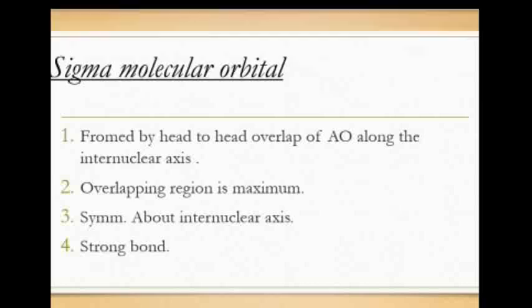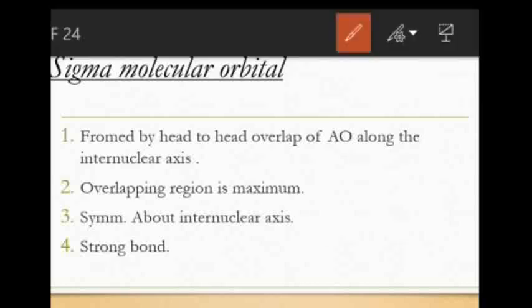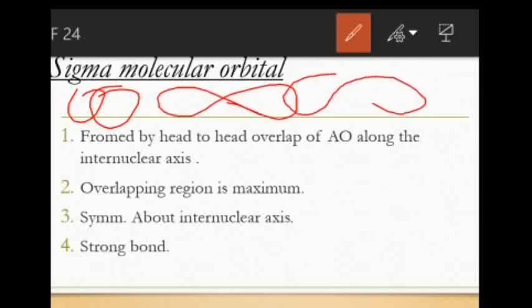Sigma molecular orbital. Sigma molecular orbitals are formed by head-to-head overlap. For example, s orbitals are formed by head-to-head overlap, and 2pz is also formed by head-to-head overlap along the internuclear axis. Overlapping region is maximum, and symmetric about the internuclear axis, and they form a strong bond.